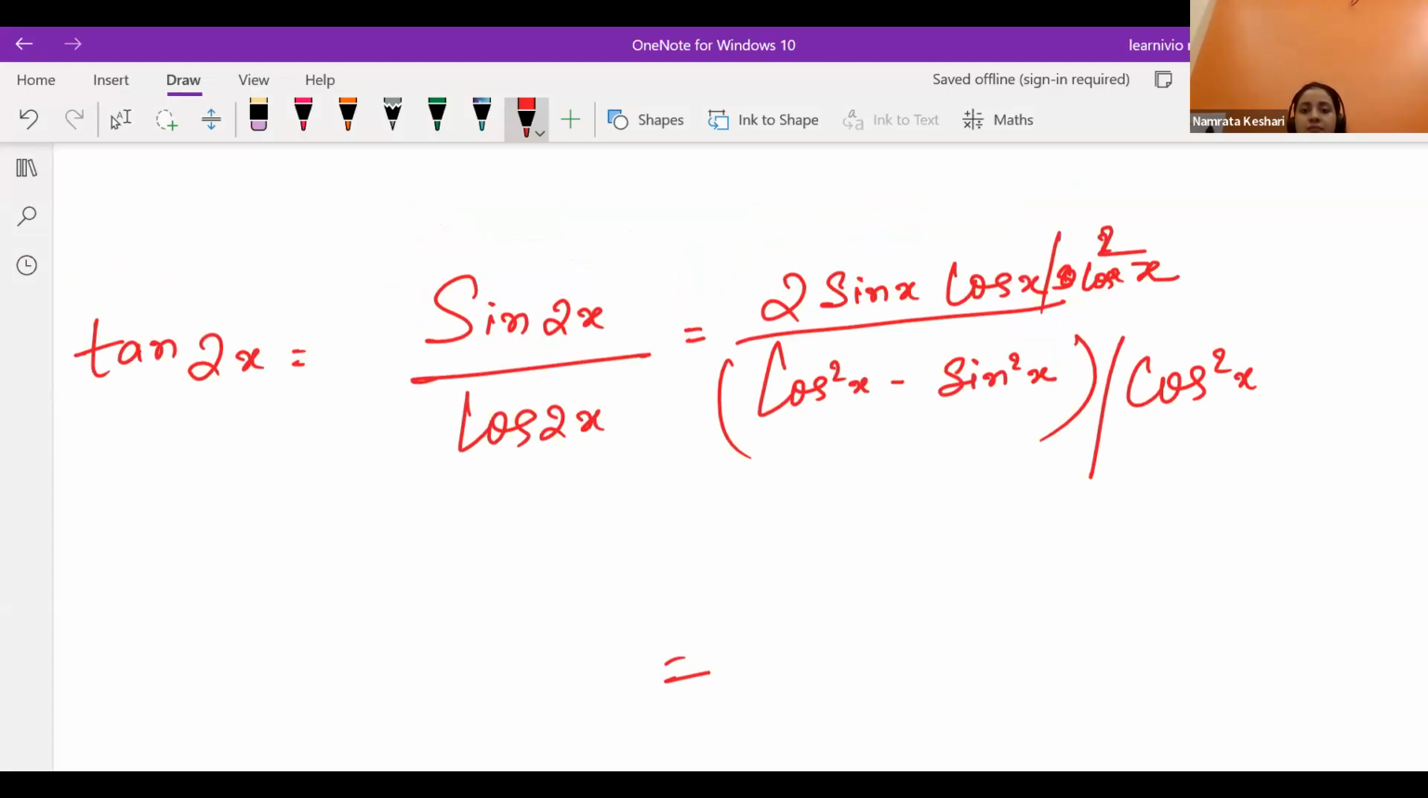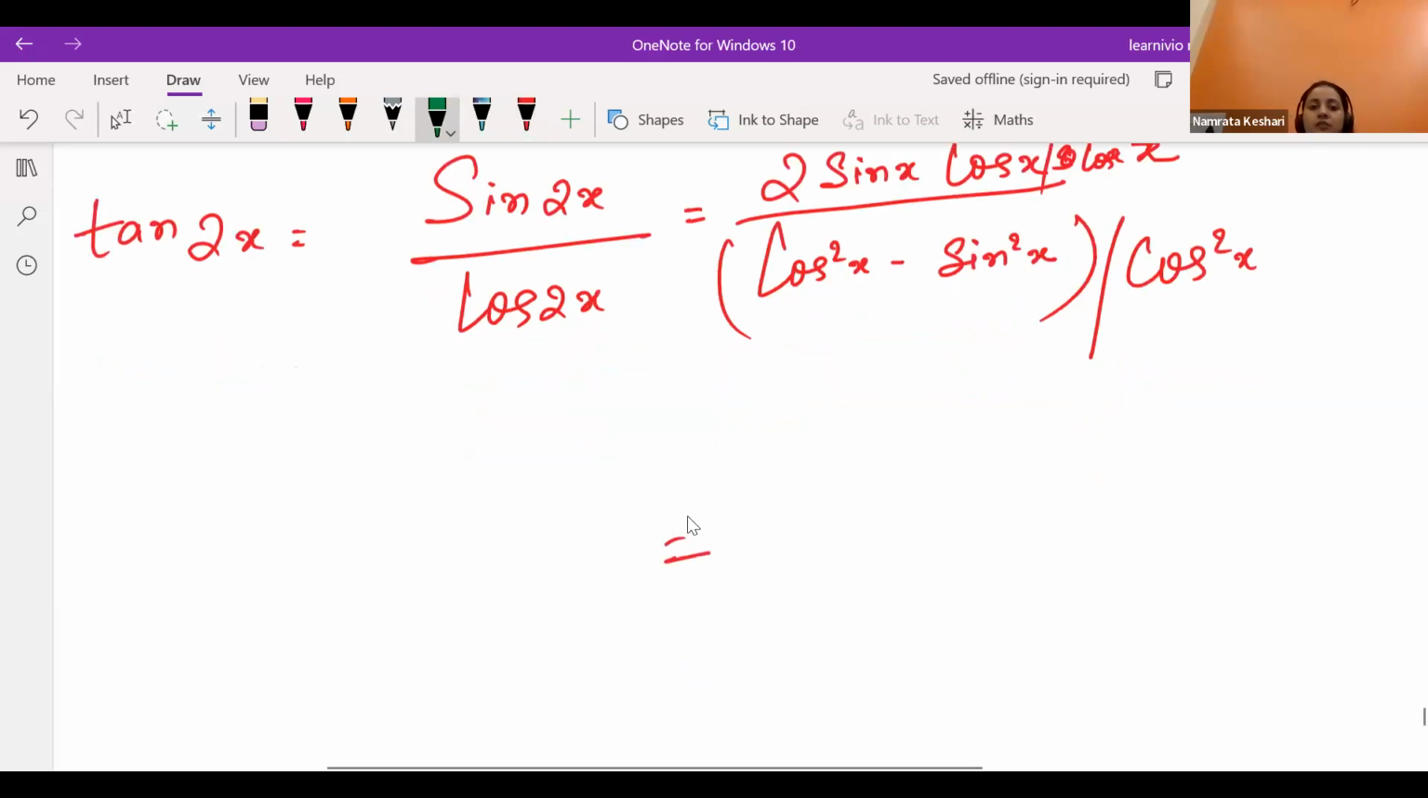In the denominator it will be minus sin square x. We are dividing by cos square x in the numerator and denominator. So the numerator is 2 sin x cos x, and we are dividing by cos square x. One cos cancels out. Can we say it is nothing but 2 tan x in the numerator? And what about the denominator?